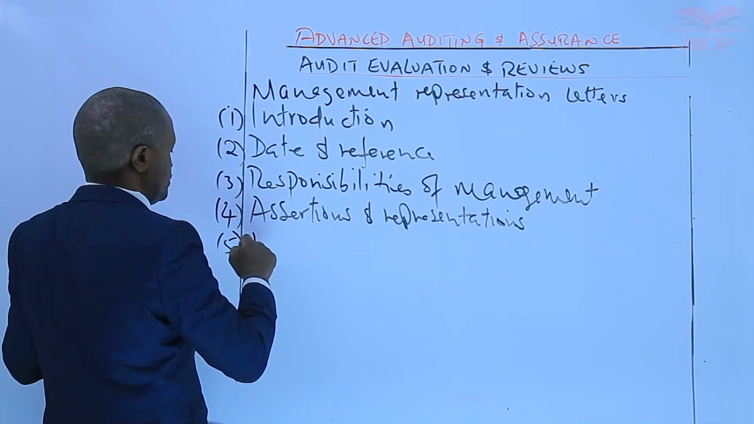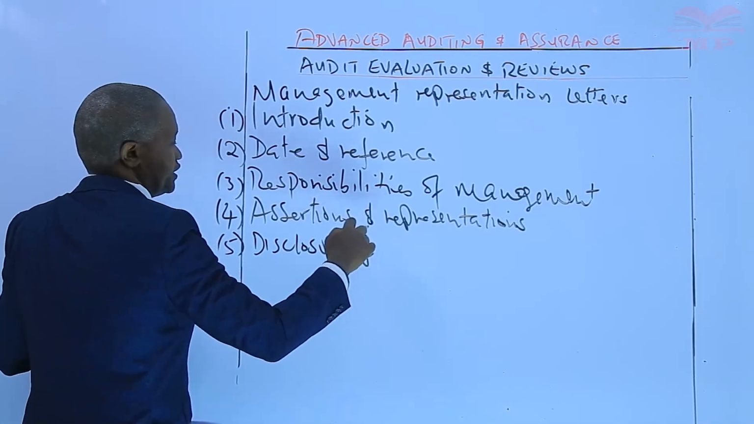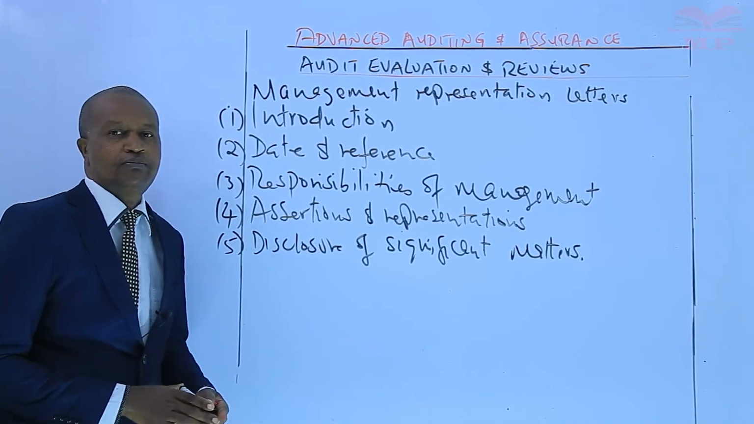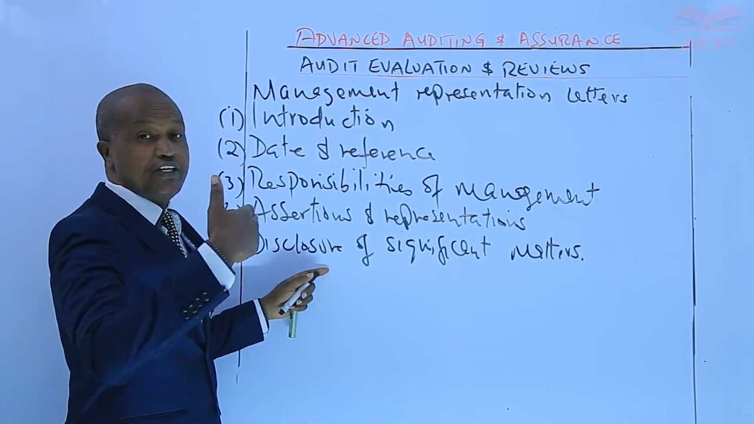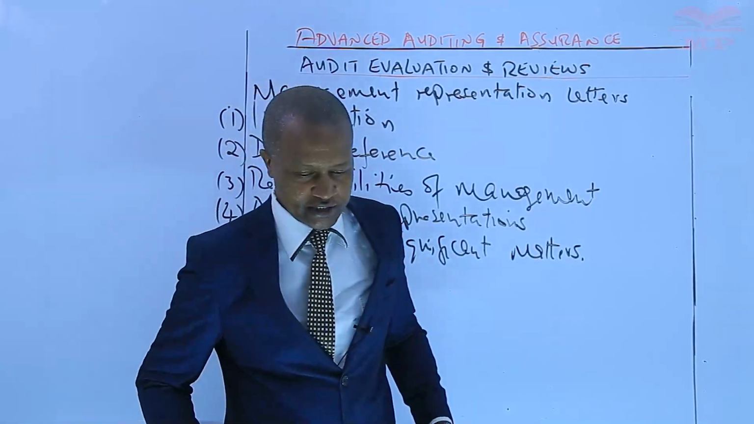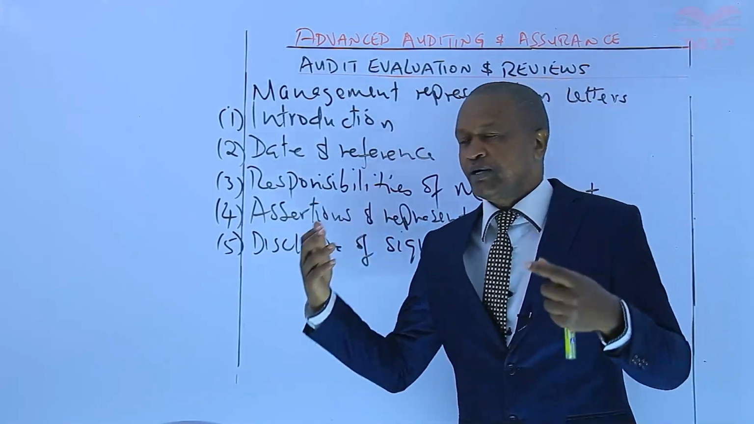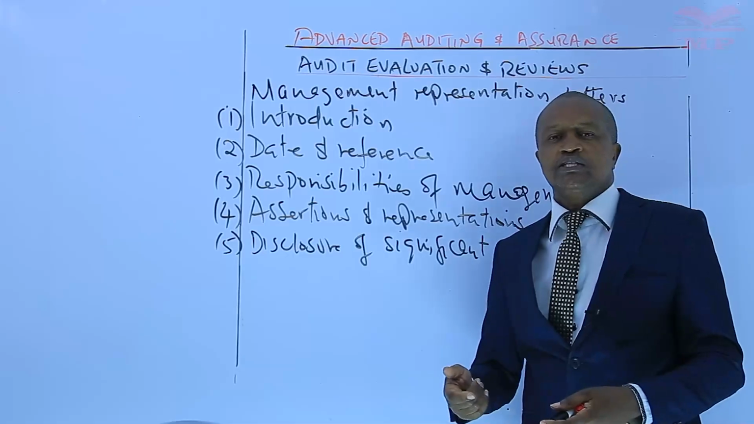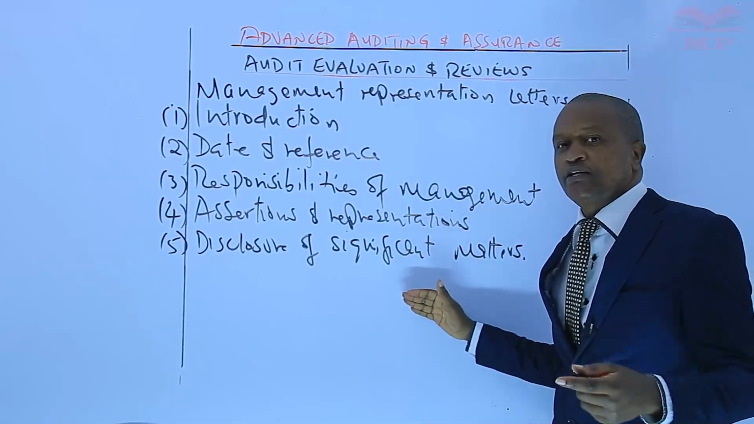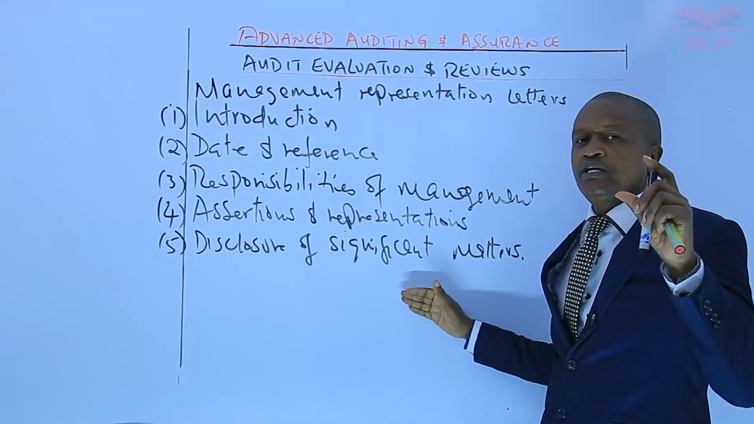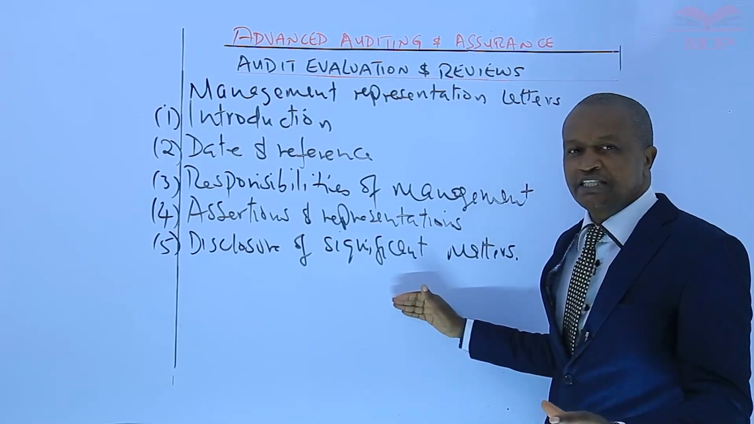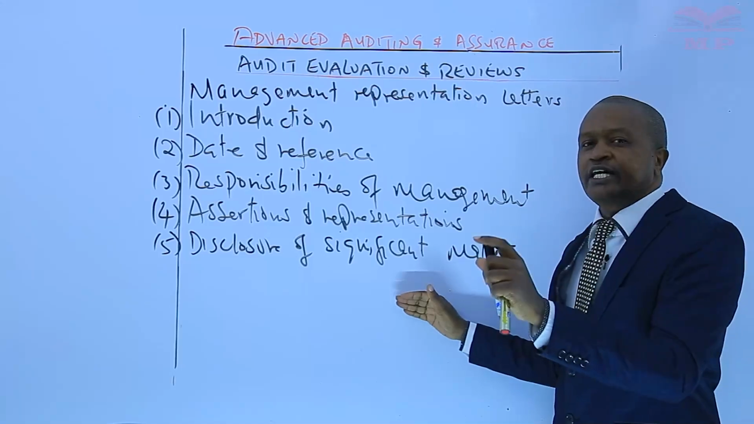Number 5, disclosure of significant matters. Disclosure of any significant matters that were discussed or identified during the audit must also be part of the representation letter. Any matters that the management discussed with the auditor, or matters identified during the audit that the management is aware of, must be included in the management representation letter. And these matters may include matters related to accounting policies, estimates, related party transactions, contingencies, as well as the going concern assessments.